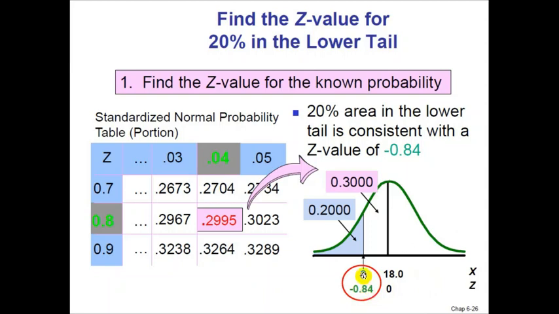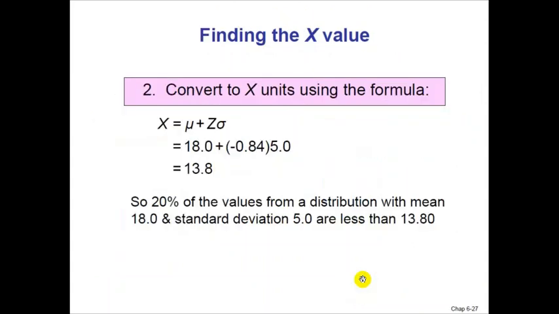Then you will ask me, how come I didn't find the x value, I found the z value? Because your normal distribution table can only give you the standard normal distribution value. So from this z value, you can then find your x value here. Convert to the x unit using the formula. You have your z value negative 0.84. You are given in the question the mu value 18 and the sigma value equal to 5. If you calculate using your calculator, you should get 13.8.